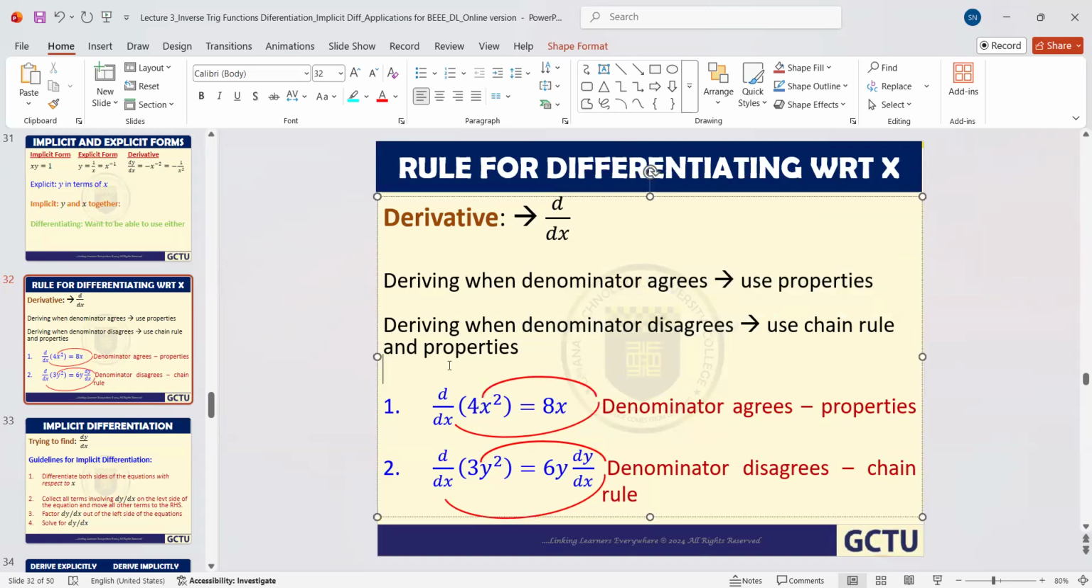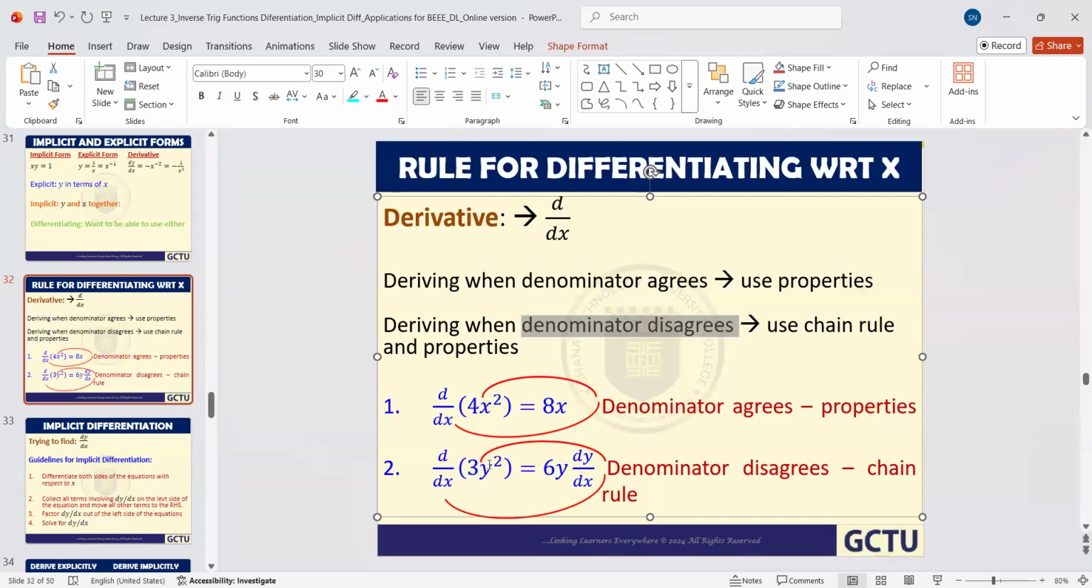For example, if you take 4x squared, we are differentiating with respect to x. You see that the denominator x corresponds to the function, okay? So here the denominator agrees. So we basically use the power rule: 4 times 2 gives me 8x. Now, the second example, my denominator, which is dx, does not conform with the function itself. This is in terms of y. This is 3y squared. Then here, when they disagree, we use the chain rule.